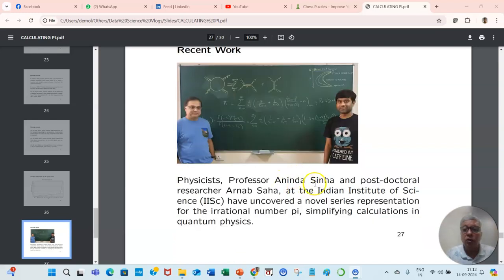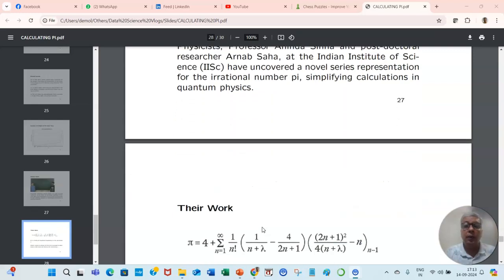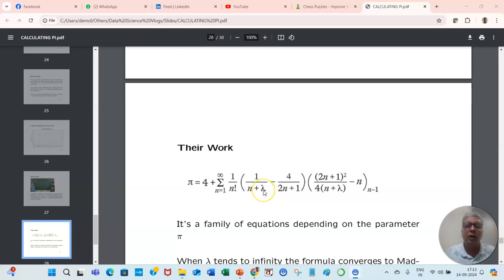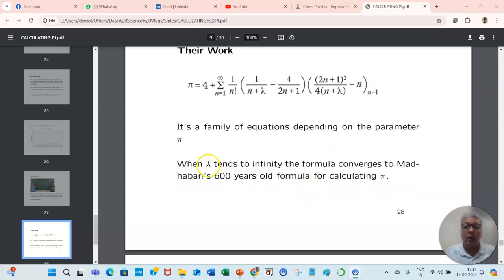Recently, physics professor Aninda Sinha and postdoctoral researcher Arnab Saha at the Indian Institute of Science uncovered a novel series representation of the number pi, simplifying calculations in quantum physics. They were trying to do their research in string theory, and as a side product, they developed a family of representations of pi which depends on the value lambda. Given any value of lambda, this gives the value of pi. And as lambda goes to infinity, this formula converges to Madhava's 600-year-old formula for calculating pi.